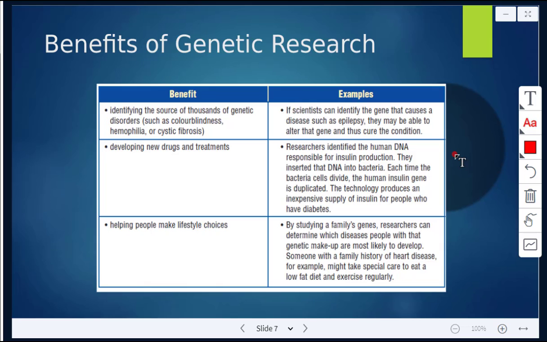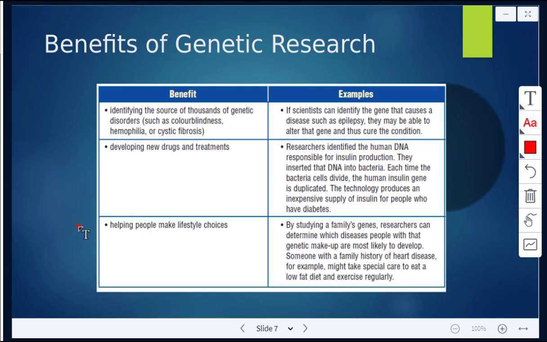Researchers identified the human DNA that's responsible for insulin production. They took that DNA and inserted it into bacteria. Now each time the bacteria cells divide, the human insulin gene is duplicated, and this produces an inexpensive supply of insulin for people who have diabetes.